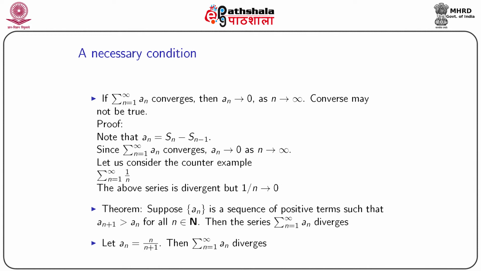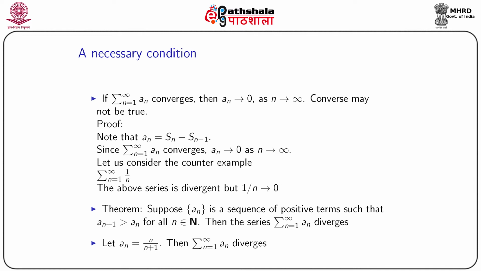Now the question is whether the converse is true or not. That means if an tends to 0, is the series convergent or not? Let us consider a counterexample. We are talking about the series sum over n from 1 to infinity of 1 over n. The above series is divergent, but 1 over n tends to 0. So this condition is not sufficient, it is only necessary.